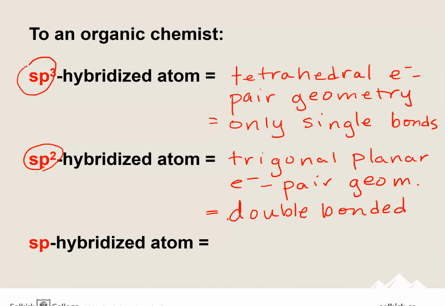Now, I'm using carbon as an example. It's a pretty common one in organic chemistry, but that's true for any atom where the octet rule is satisfied. Carbon, nitrogen, oxygen, any of those second row elements. If octet rule satisfied.